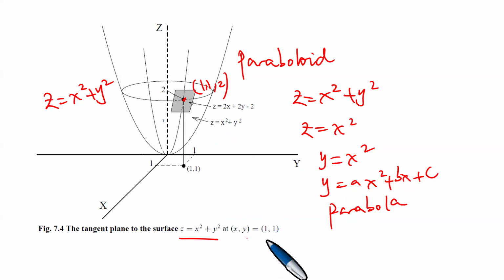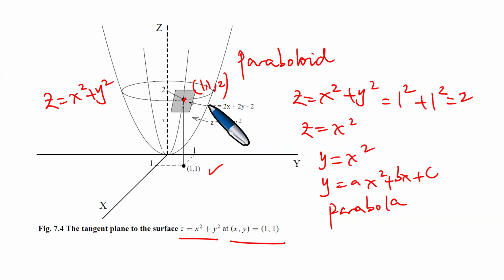Moreover, at the point where x, y is 1 and 1, we put x and y both as 1, so that 1 squared plus 1 squared gives 2, so z equals 2. Then we have here a point of contact, of the vertical line through 1, 1 and the corresponding z value, which equals 2.